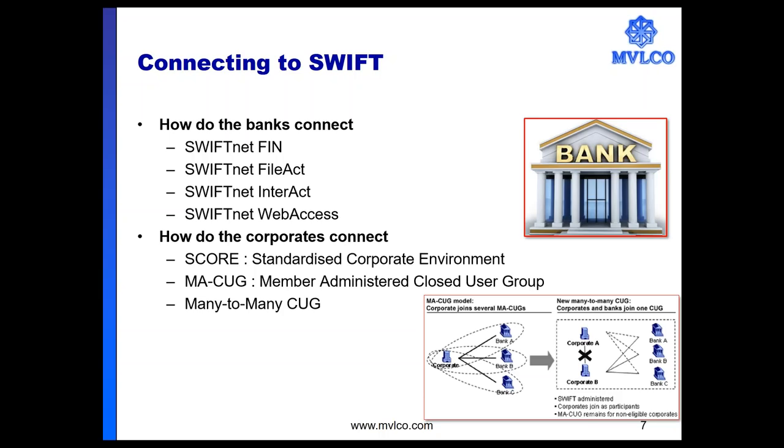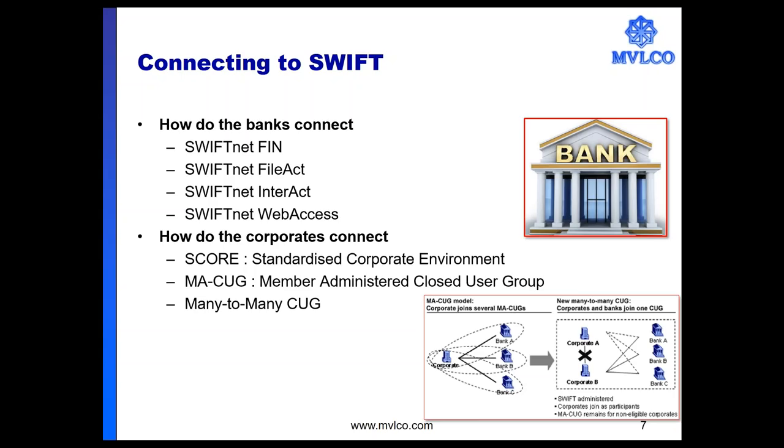If Bank C has created its own CUG, then a corporate will be able to communicate only with Bank C, which means in a member administered closed user group, we'll have a one-to-one connectivity between the corporate and the bank. In the member administered closed user group, the corporate does not become a SWIFT member. The corporate becomes a sub-member, that is, a member under the bank under whom the corporate would be operating. On the other hand, you could have the concept of a many-to-many closed user group.